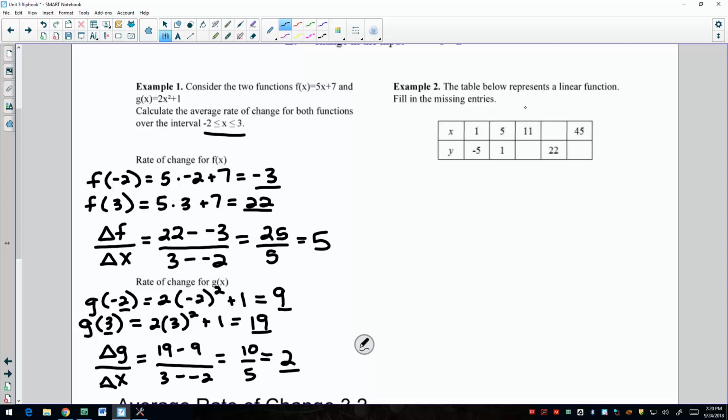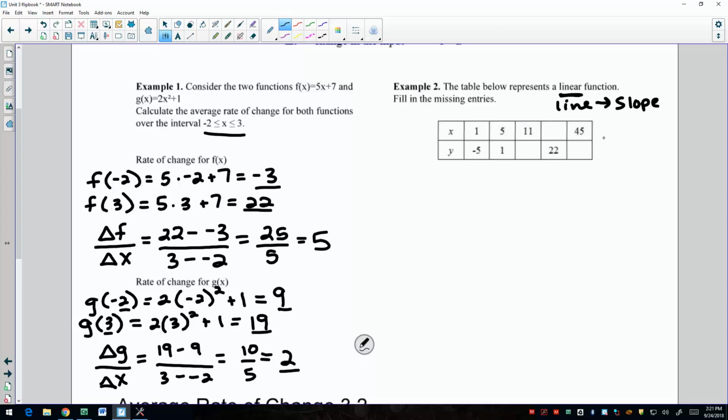Okay, so example 2. This one's a little more difficult. There's a little more work to do with this. So this one says that the table below represents, and this is huge, this is very important, a linear function, which means it's a line. You see the word line in there. Linear means line, which means there will be a constant rate of change, which means there will be a slope, like we've done in the past.